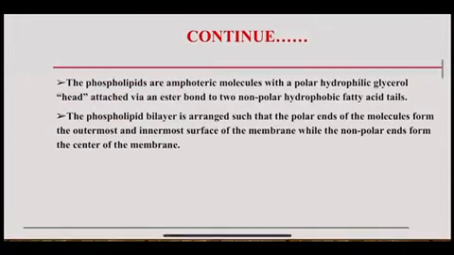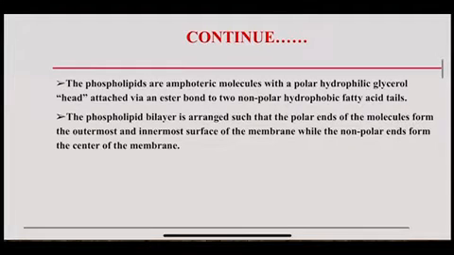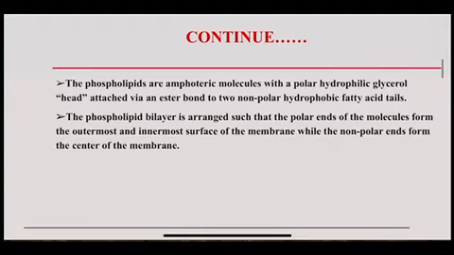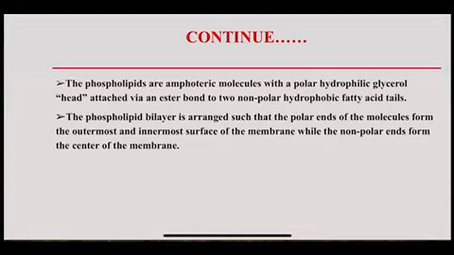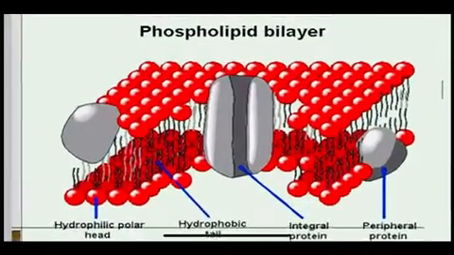The phospholipids are amphoteric molecules with a polar hydrophilic glycerol head, attached via an ester bond to two nonpolar hydrophobic fatty acid tails. The phospholipid bilayer is arranged such that the polar ends of the molecules form the outermost and innermost surface of the membrane, while the nonpolar ends form the center of the membrane. So here is the structure of the phospholipid bilayer.